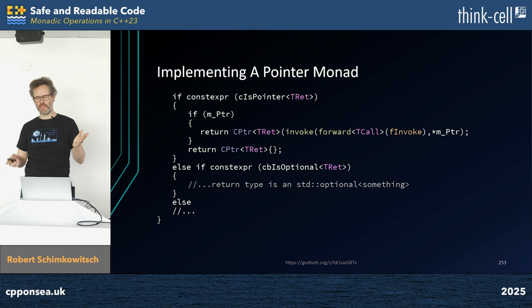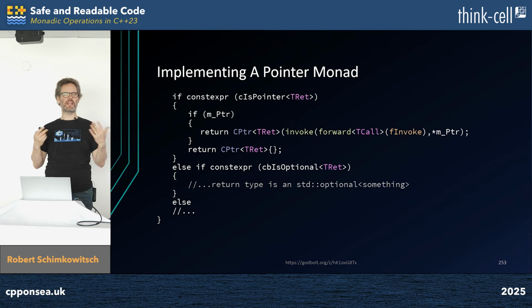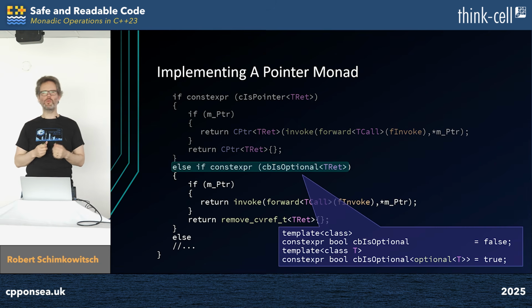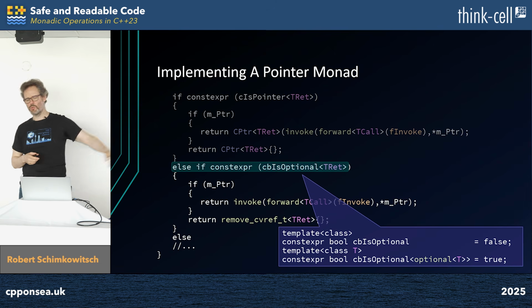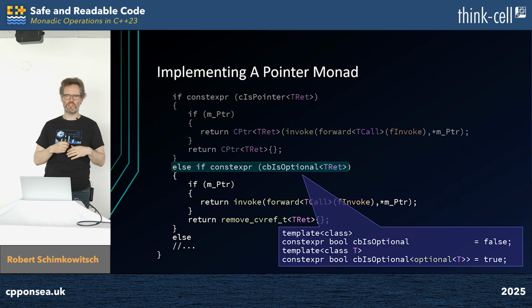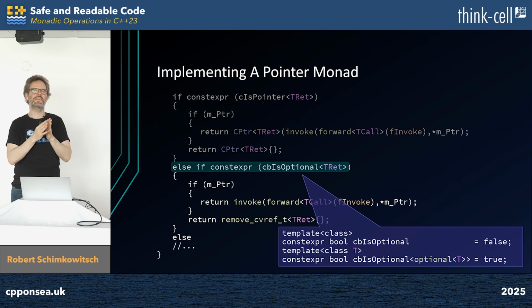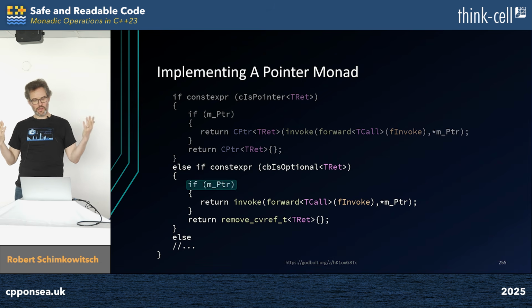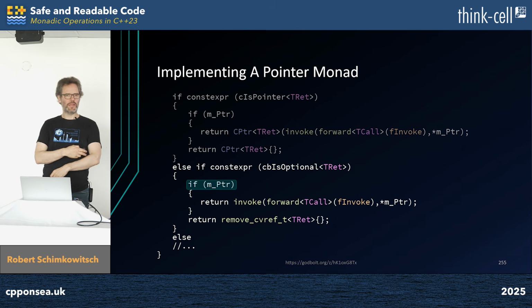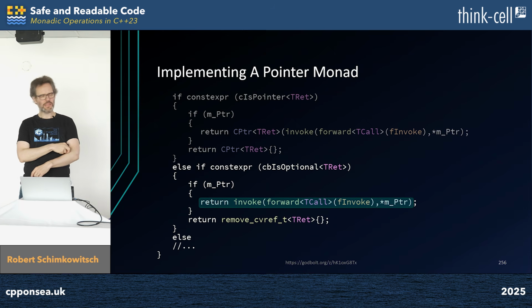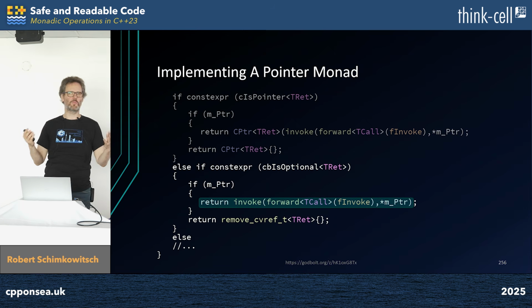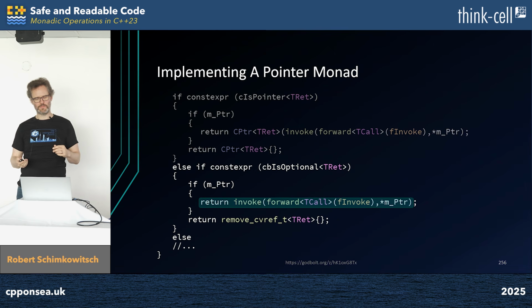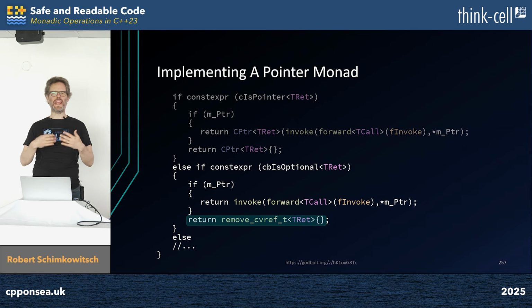And then I have a second branch, which handles return types that are not pointers. And for now, I only accept the optional. And this is the check I use to see if it's really a std::optional of anything. I don't care what's inside the optional, I just want to have the wrapper. Now, I invoke again if the pointer is valid. And this time I return without wrapping because it's an optional, it has the monadic interface. Or I return an empty optional of the correct type.